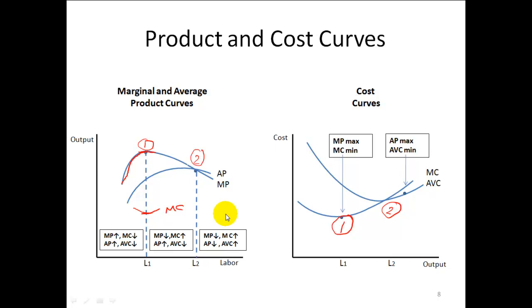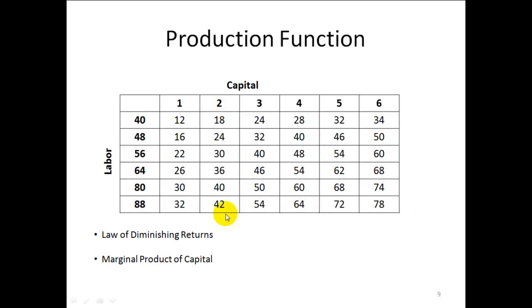Let's look at a production function now. So far we've simply looked at the production function in the context of labor, but what you need to realize is there is also a production function for capital. The way you can look at that is, let's say that we are keeping our labor constant at, let's say, 40 hours a day. Now what will happen if your labor is constant but you are increasing your capital? So as you increase capital, actually the capital is represented by the top row.